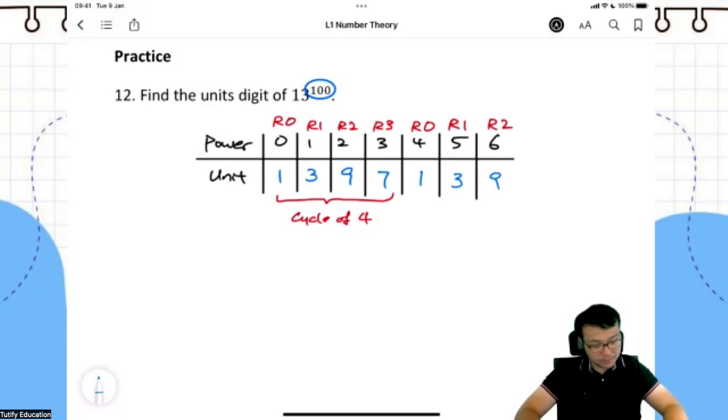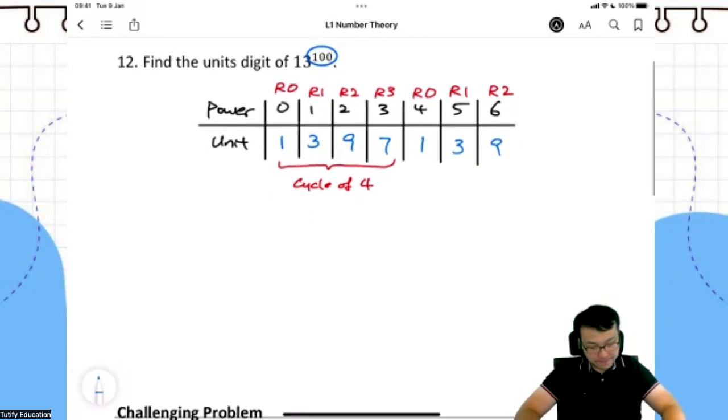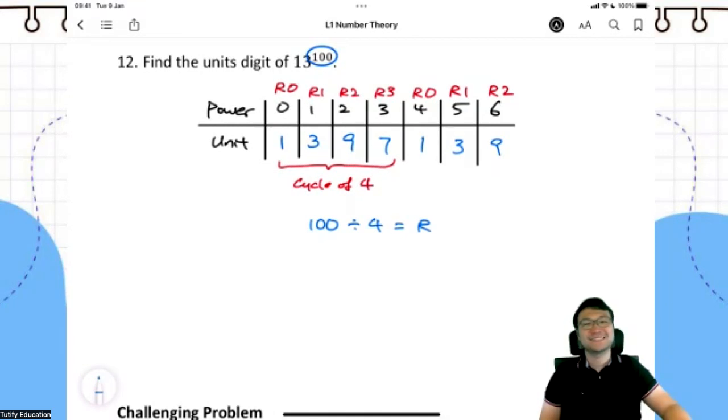So, they want you to find the power, 100. What do I need to do now? Take 100 and divide by what? 4. Ah, so I take the number 100, I divide by 4. I realize that the remainder is? 25. The remainder. Remainder is?